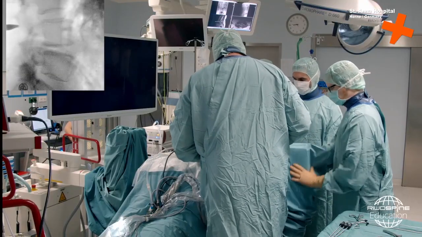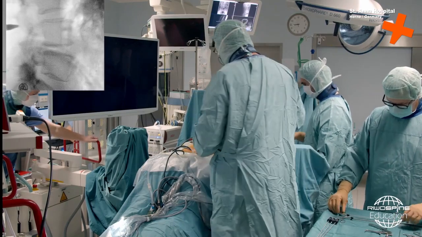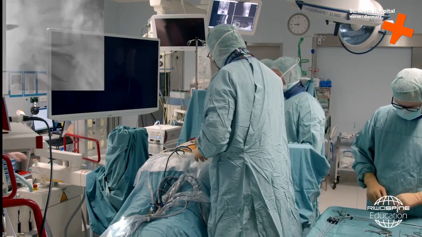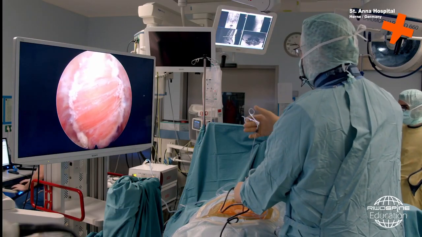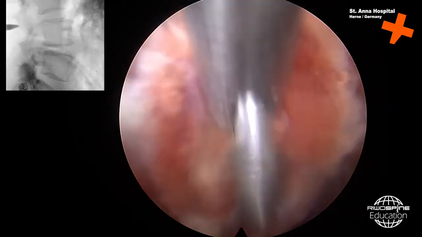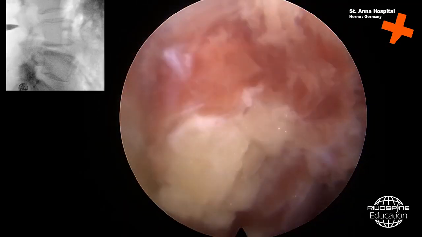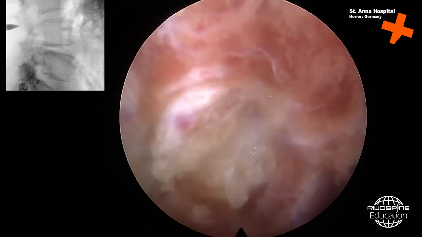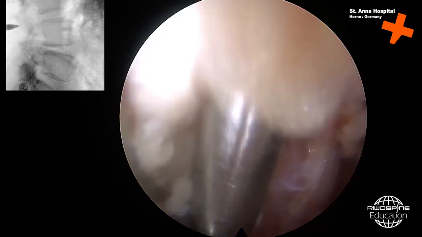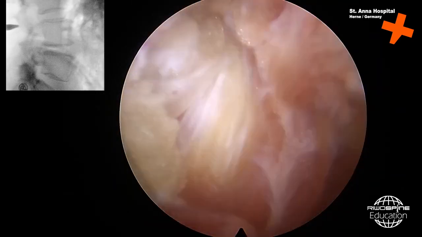We have a foot pedal for the radio frequency and one for the drill. Okay, first thing we have to do is to prepare the structures in front of us. Then I will give you in a second an orientation. To the medial aspect, we expect flavum ligament. But here we have to prepare the bony structures additionally.